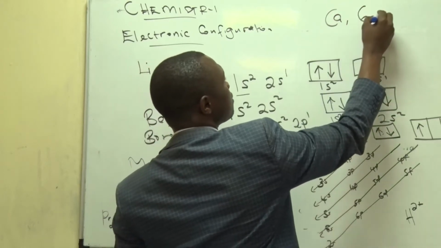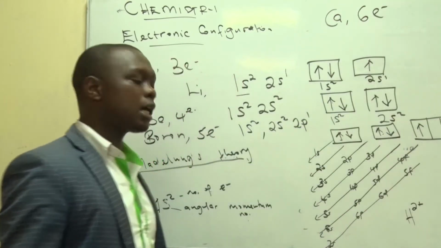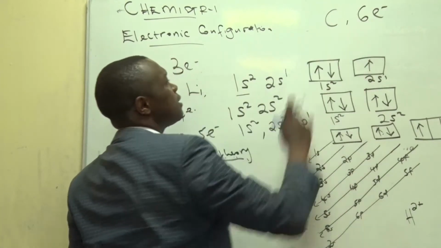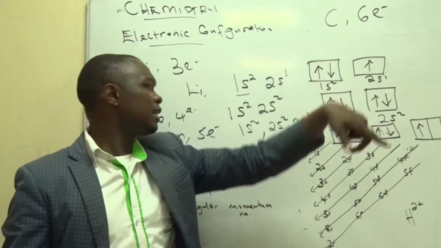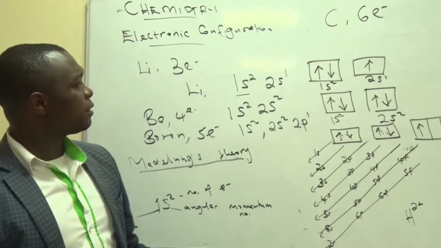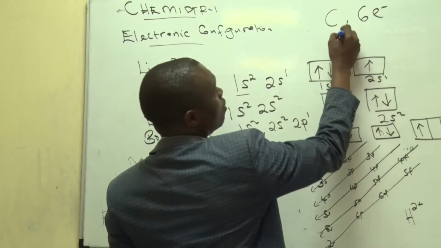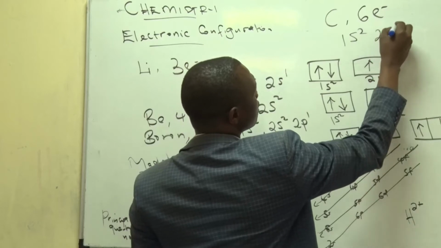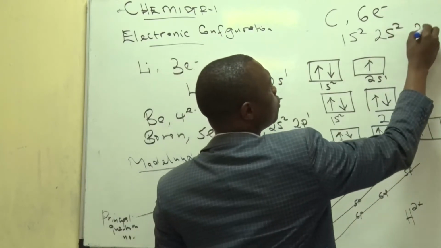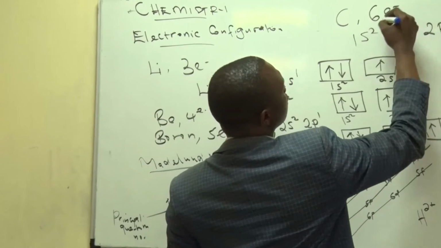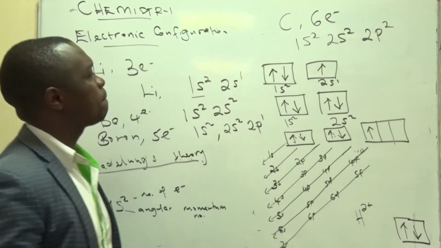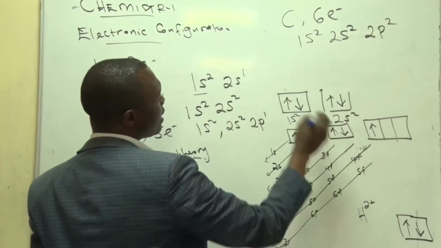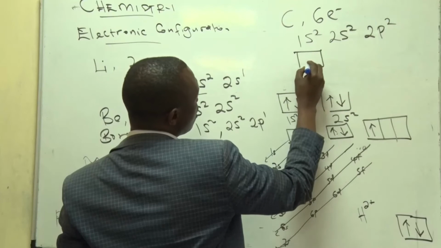Carbon is C, and it has 6 electrons, okay? Now the carbon configuration will be 1s2, 2s2, 2p2. And when drawing the atomic orbital diagram, this is how it will look.